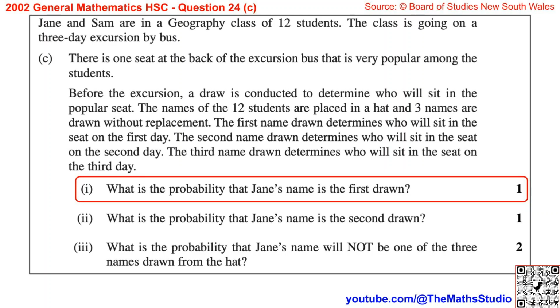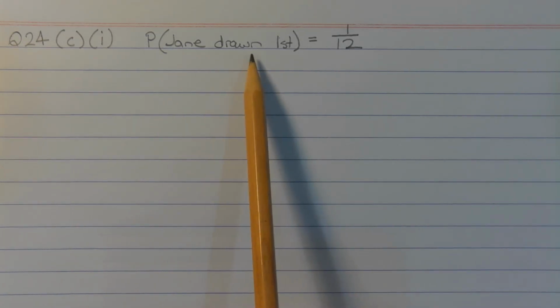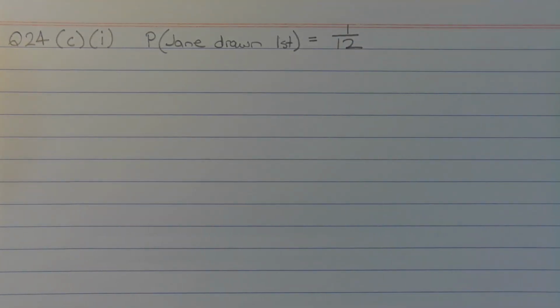Part 1. What is the probability that Jane's name is the first drawn? There are 12 names in the hat, of which one of those names is Jane. So the probability that Jane's name is drawn first is 1 over 12.